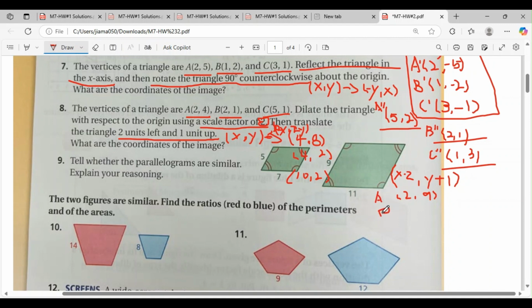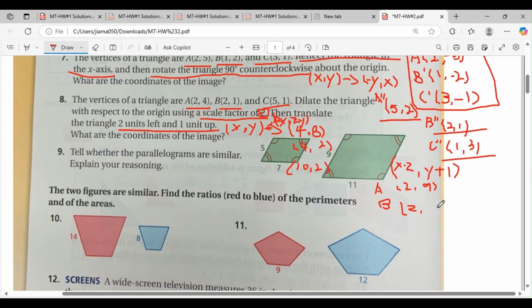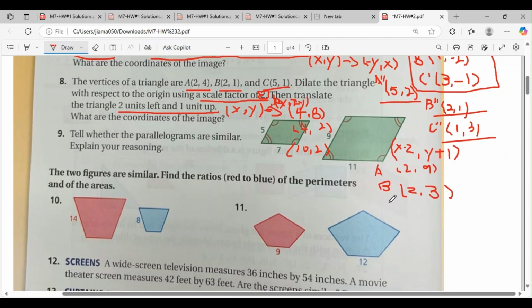Point B: 4 minus 2 is 2. 2 plus 1 is 3. Point C: 10 minus 2 is 8. 2 plus 1 is 3. Okay, so this is the final answer.